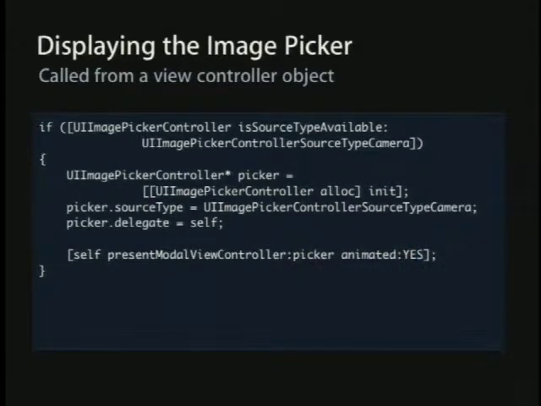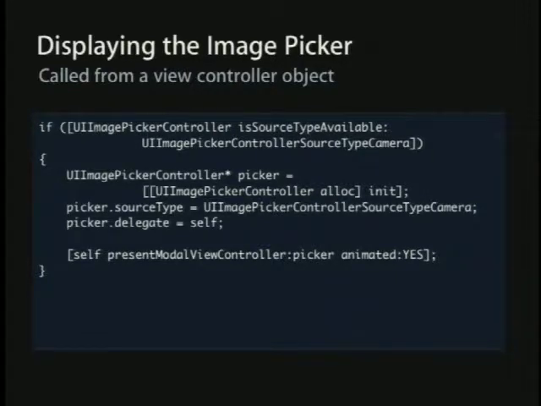Basically, the code will look something like this. We'll call UI Image Picker Controller is source type available. That's actually a class method, so you can call it even before you've allocated your Image Picker controller. So you just check to see if the source you're interested in is available. In this case, we just want to know if the device has a camera. We don't necessarily care if it's video or still. We're just going to check to make sure it has one so that we won't run this code on an iPod Touch or in the simulator.